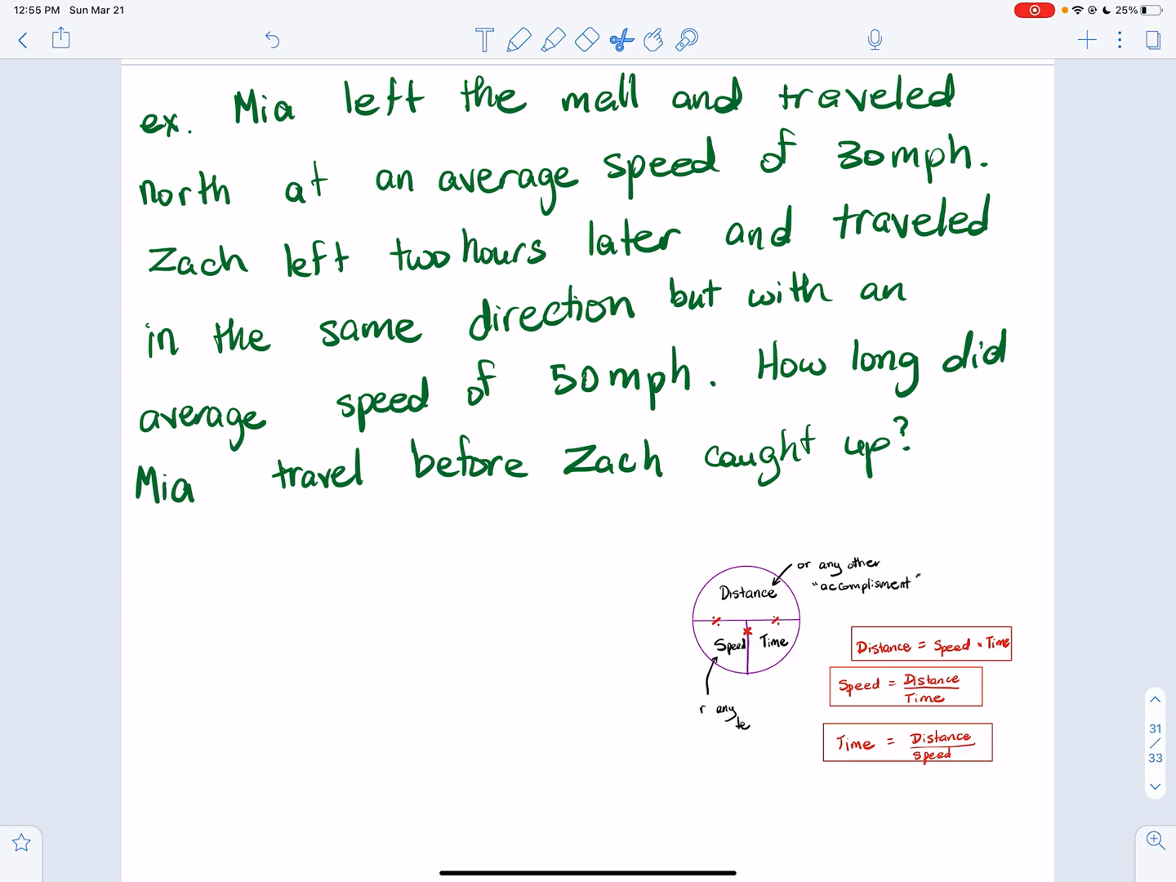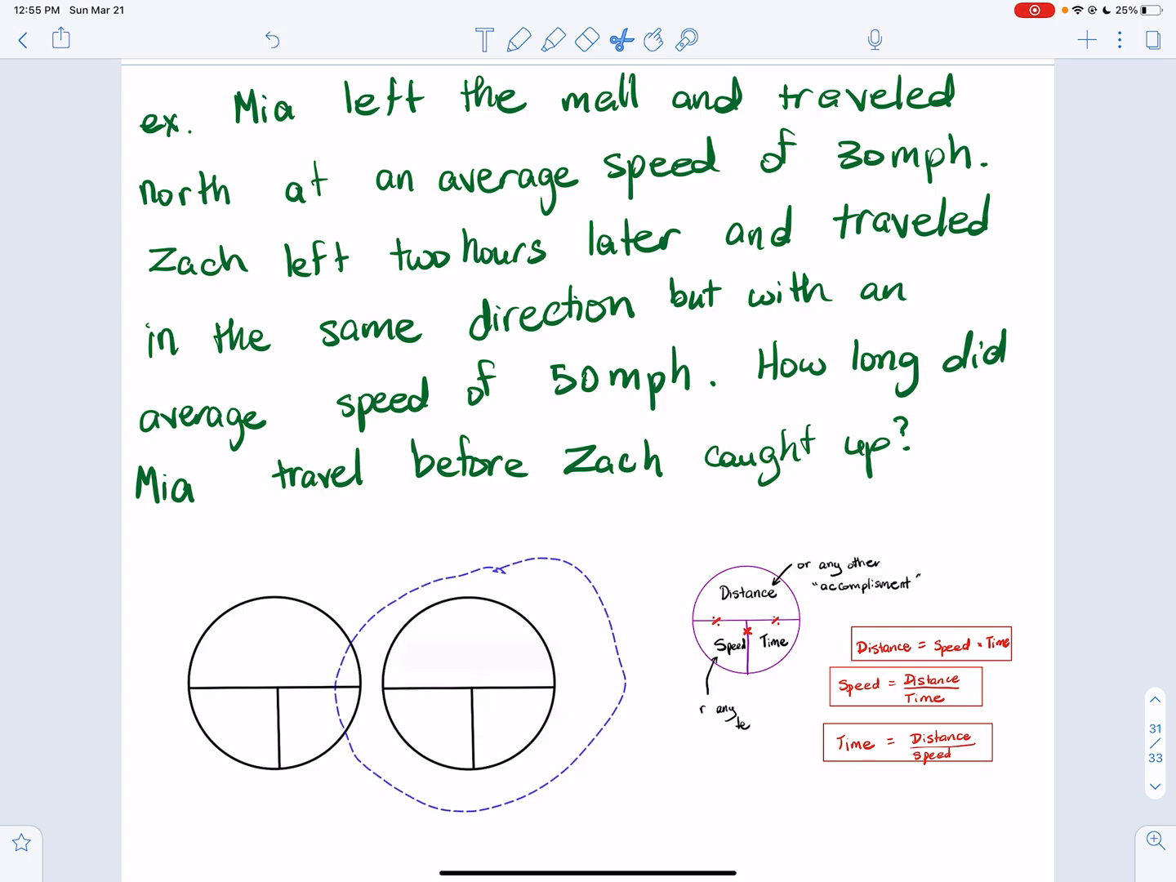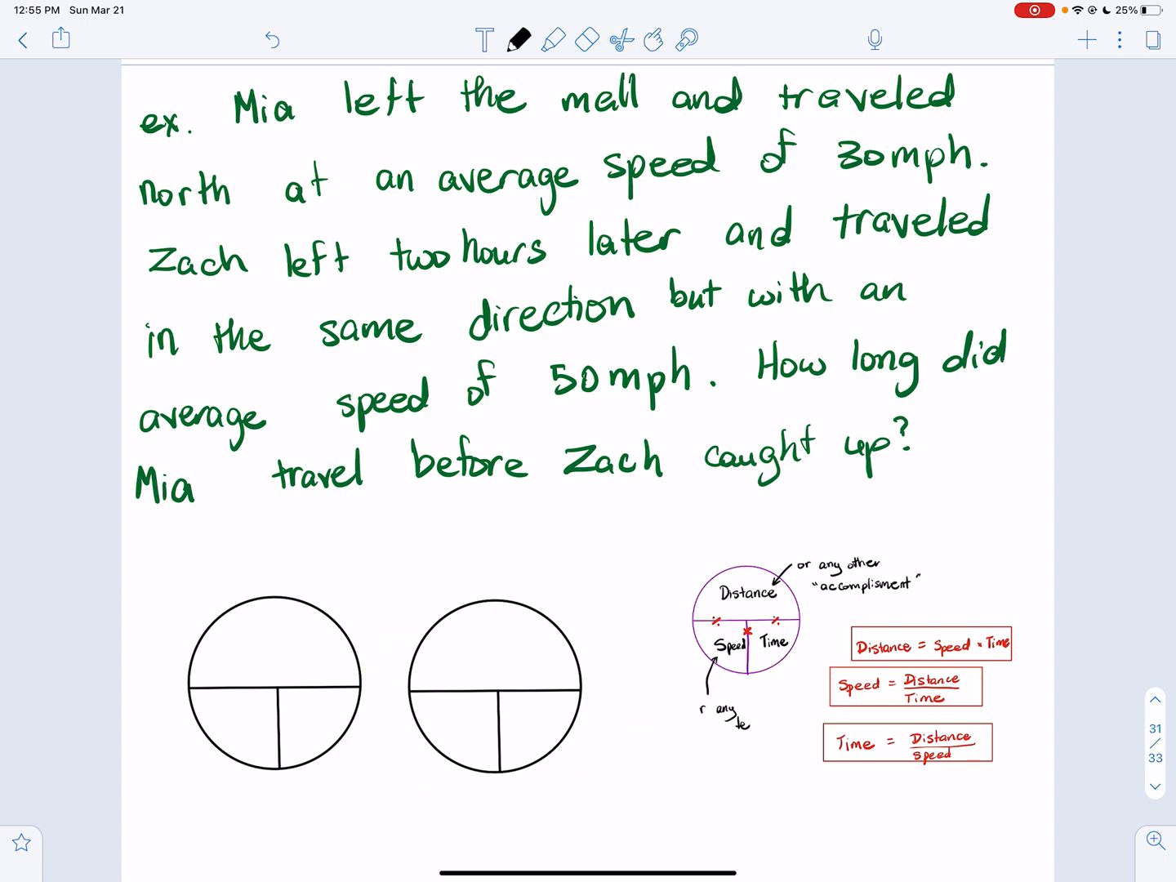So Mia left the mall and traveled north at an average speed of 30 miles per hour. Zach left 2 hours later and traveled in the same direction, but with an average speed of 50 miles per hour. How long did Mia travel before Zach caught up? Again, there are two people in this question, so we're going to put two circles down so that we can visualize both people's trips. Each person has their own circle for their trip. Let's make that Mia's circle, and let's make that Zach's circle.